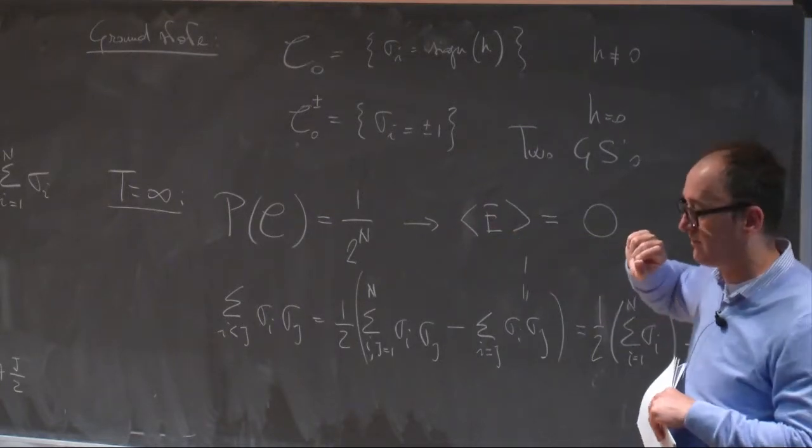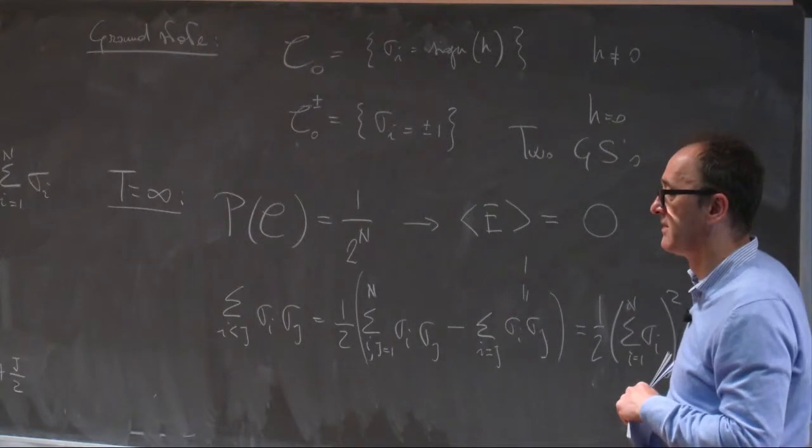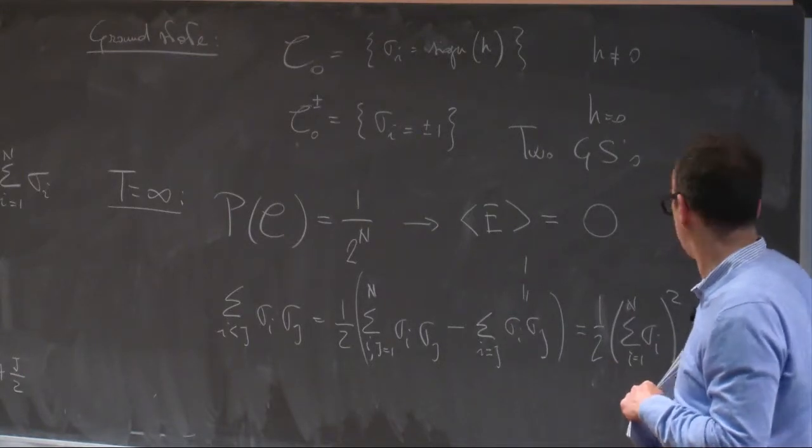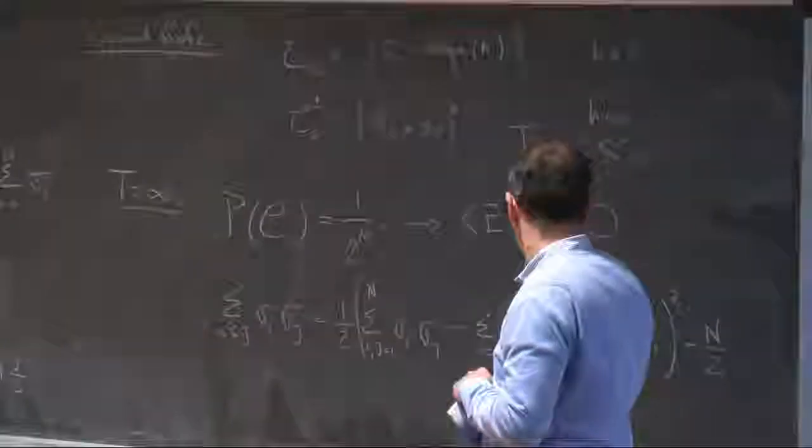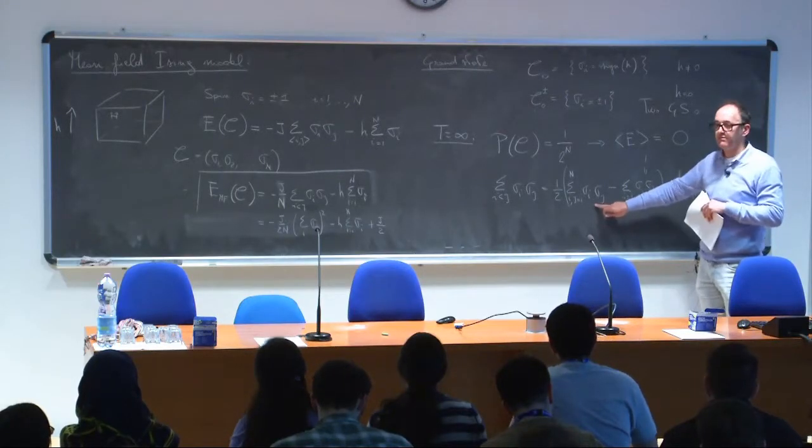Okay? Yes, please. In that part, the sigma i sigma j would be a positive or a negative number, the first one, not the... This one?